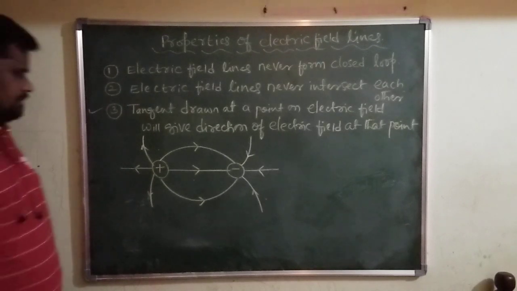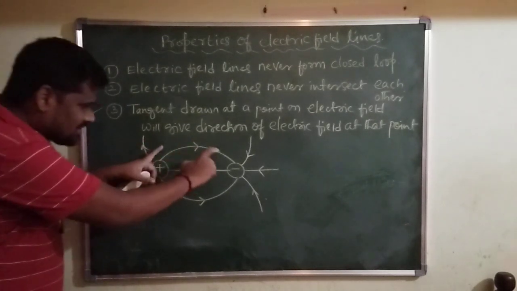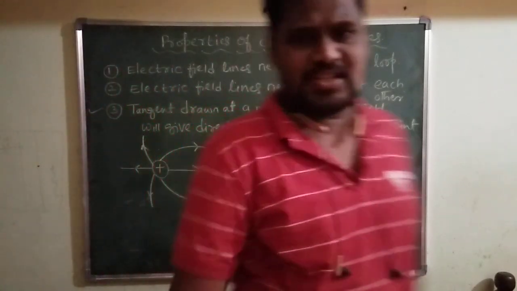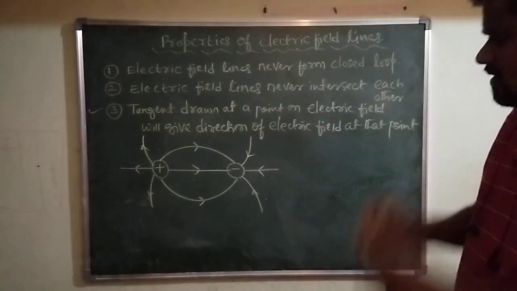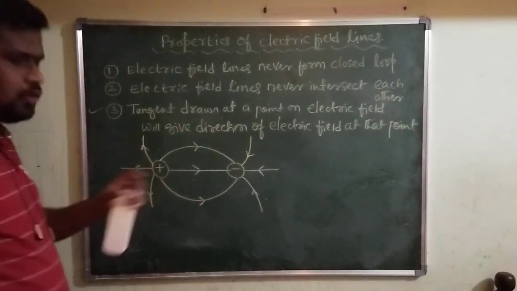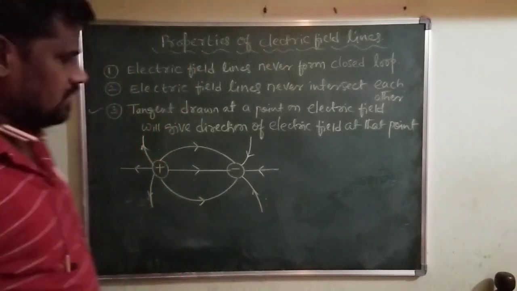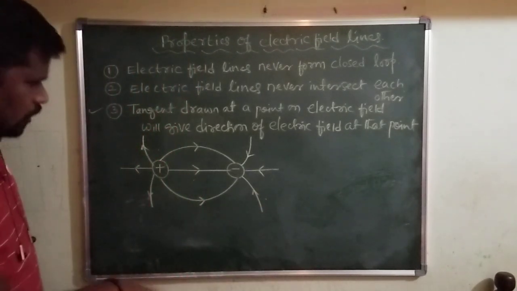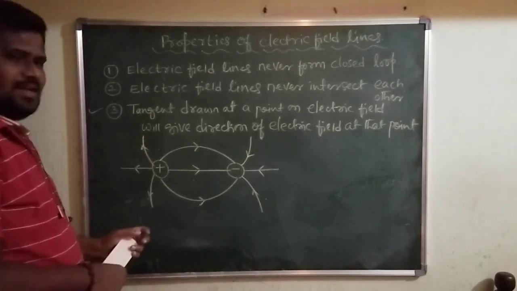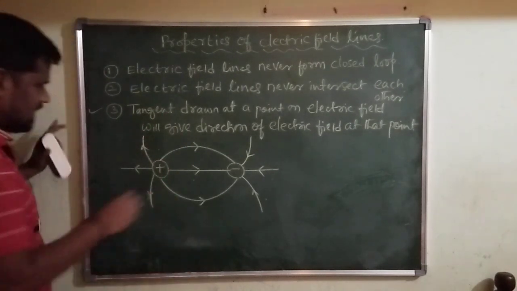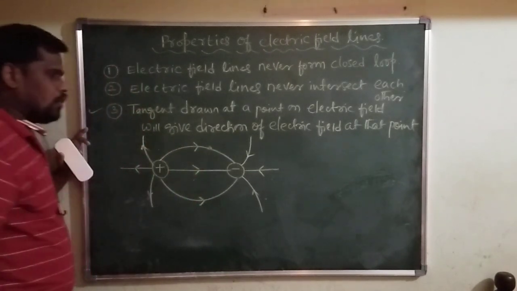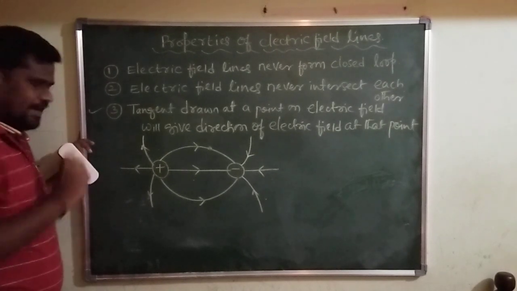Look at the diagram. At some positions, electric field lines are not straight. They are curved. If electric field lines are curved and you want to know the direction of the electric field, then what do you have to do? At the point where you want to know the direction, you have to draw the tangent. Let me select this point. This is the point where I want to know the direction of the electric field.